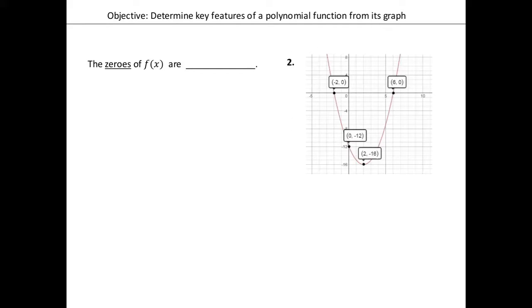All right, let's look at example number 2. What are the zeros here? Look at the x-axis. My x-axis is running up here. So what values are we crossing the x-axis? We're looking at the x values. So I see it crossing right here at the -2, 0 and crossing at the 6, 0. So the two zeros are going to be -2 and 6.